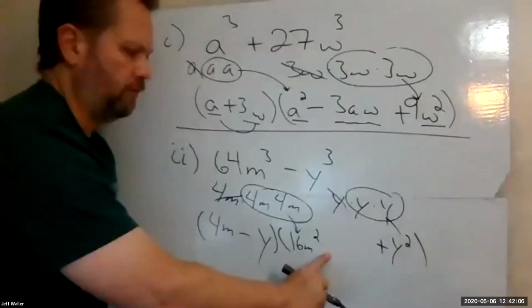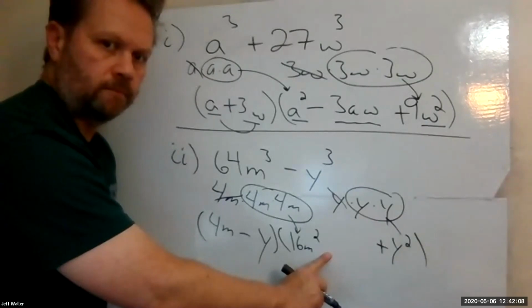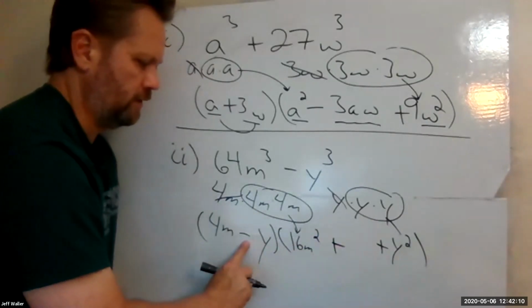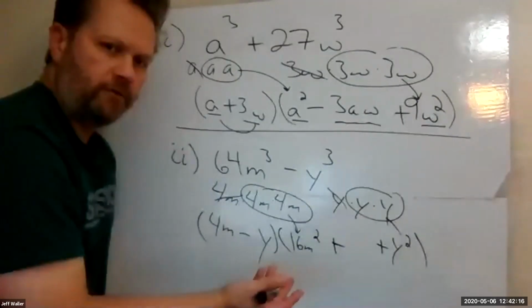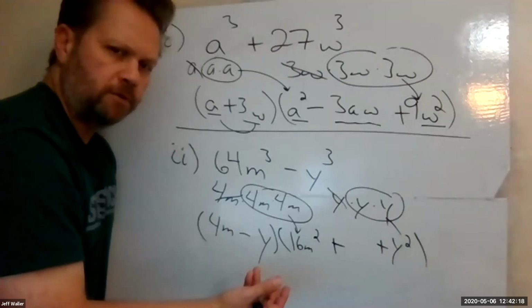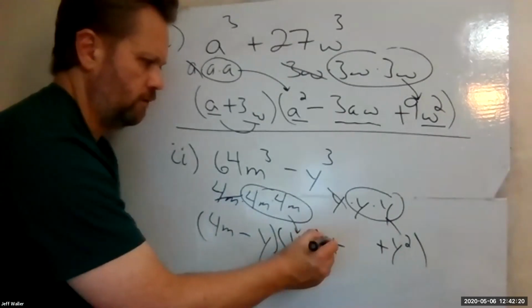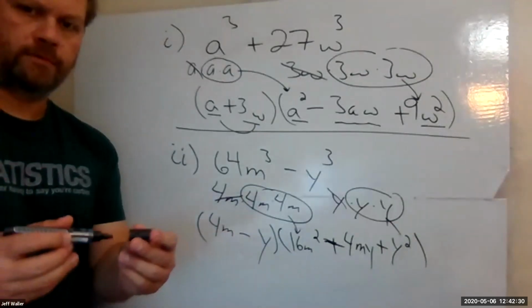And here, what sign will the middle one be? Positive. Yes, because that's negative. It's got to cancel. ym or my? You normally put it in alphabetical, but you're missing something. 4. So 4my. Yes, I got it. There you go.